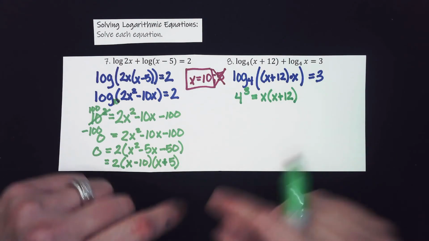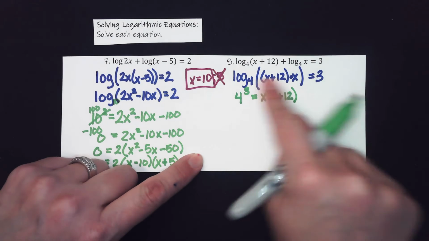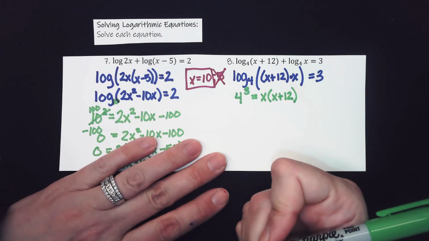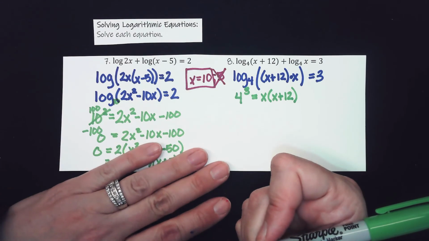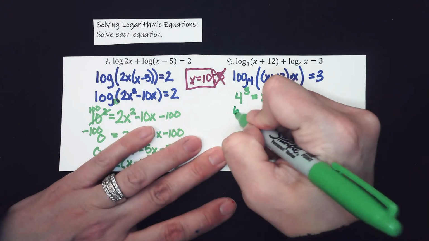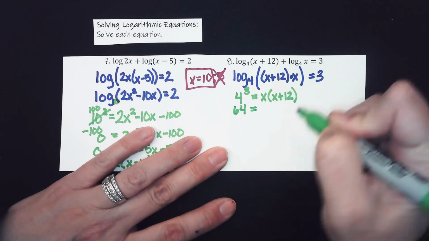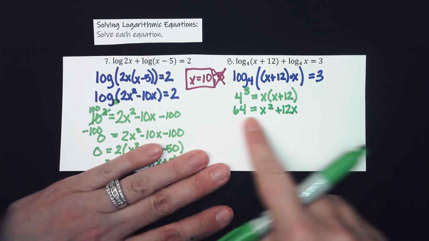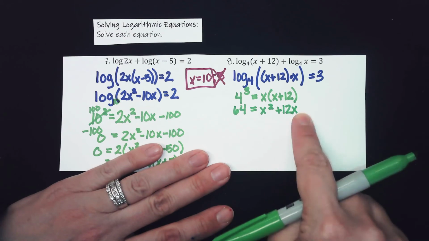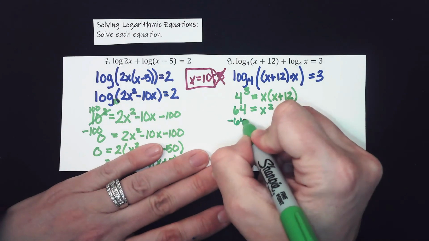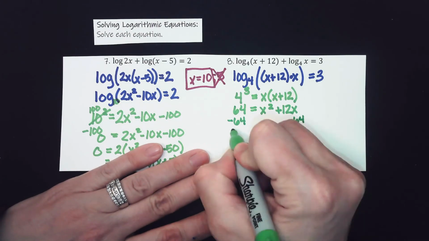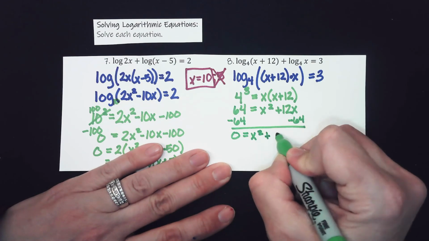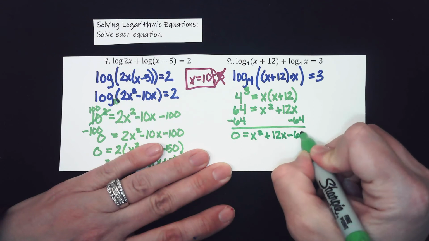All right. So now I'm going to distribute. It just makes it so I don't have to write all of that over again inside the log. And I can go ahead and cube the 4. So 4 times 4 times 4 is 64. Distribute this x. I get x squared plus 12x. So again, I have a quadratic. We need to move the 64 to the other side, so we need to subtract it. So I get 0 equals x squared plus 12x minus 64.